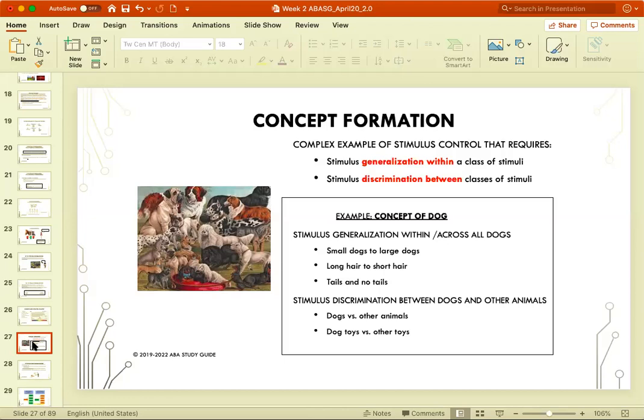Then I need to make sure that I teach her discrimination between dogs and other animals. Although dogs and horses have four legs and may have fluffy tails, what are some other discriminations? Horses have longer faces, dogs have whiskers. I don't think horses have whiskers. Obviously I'm a city girl. Or dog toys versus other toys, by which I meant stuffed animals versus other stuffed animals. So concept formation: generalization within, discrimination between.